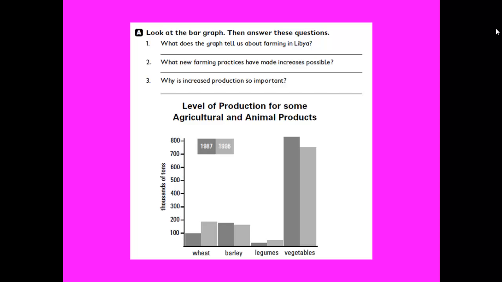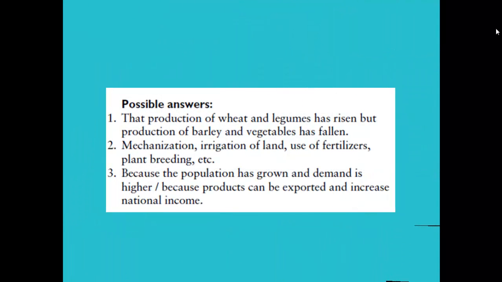So let's come back to the first question. What does the graph tell us about farming in Libya? Yes, here is the answer. The production of wheat and legumes has risen, whereas the production of barley and vegetables has fallen. So some productions have risen, whereas the other productions have fallen.